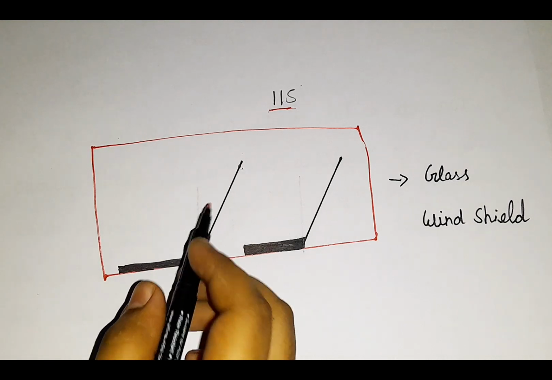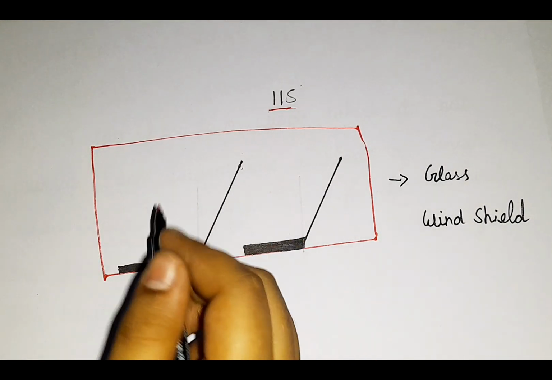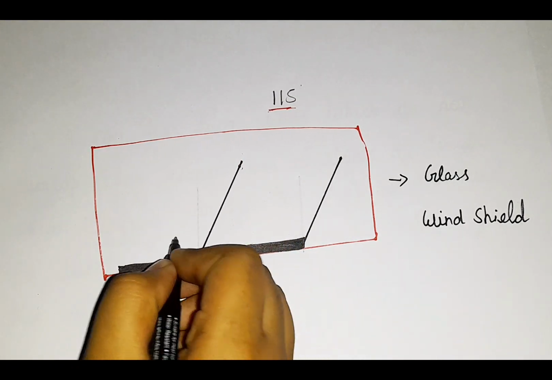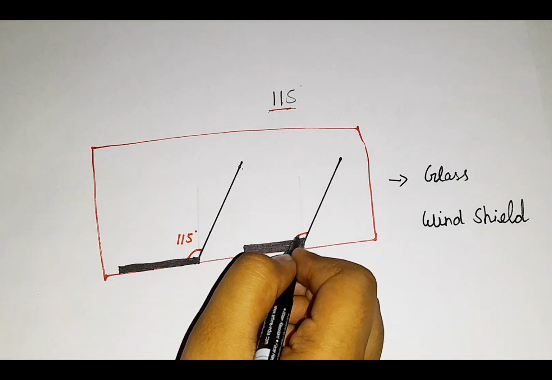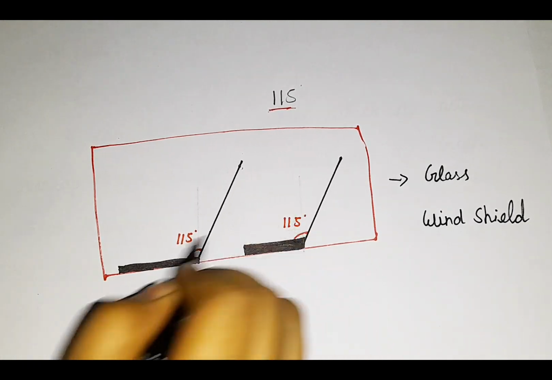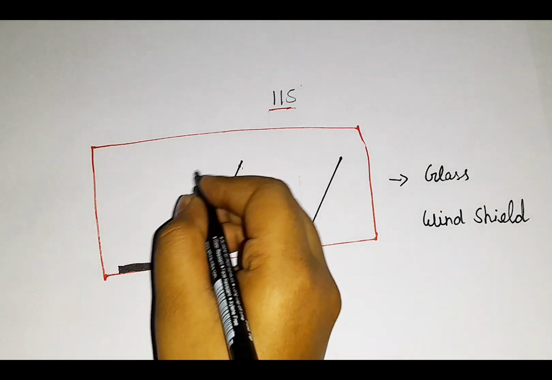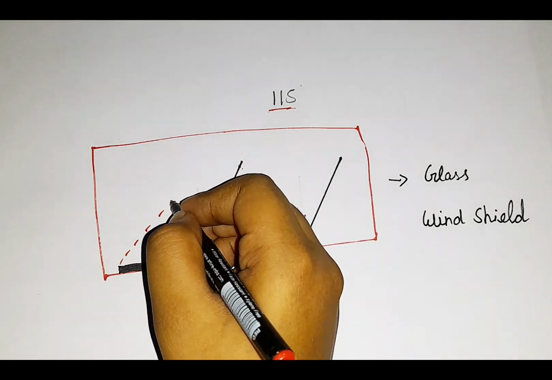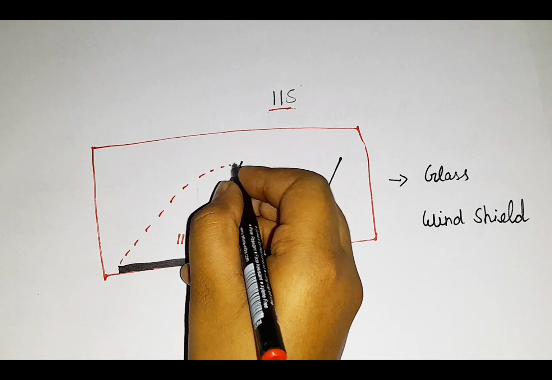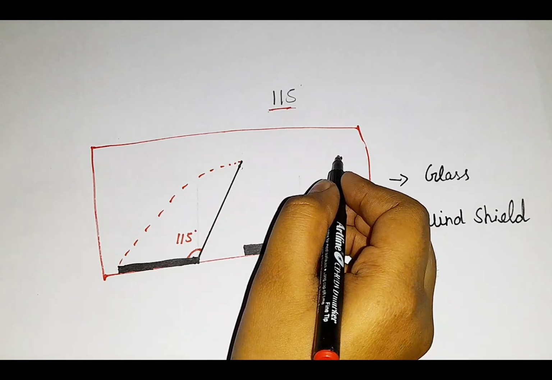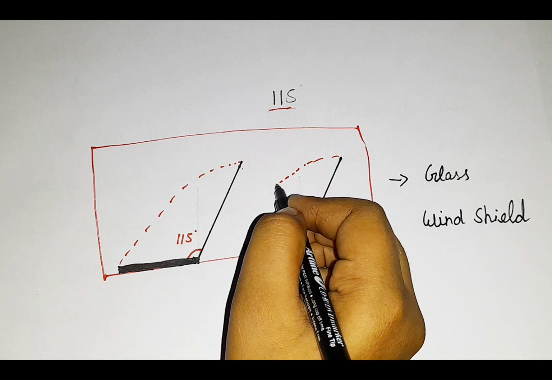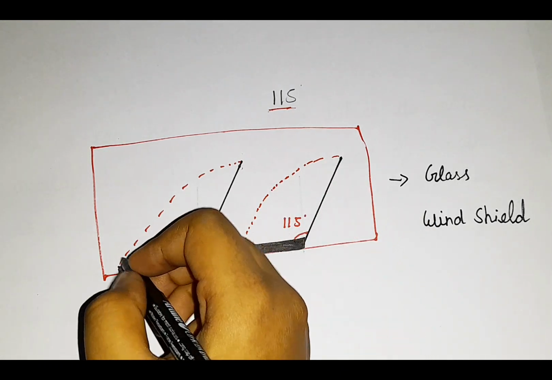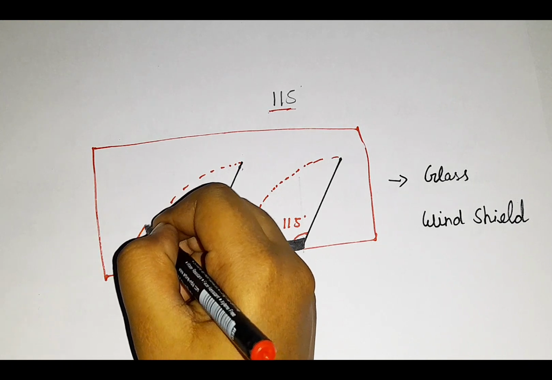Now, since you know this is the wiper, when they form an angle of 115 degrees, here also they form an angle of 115 degrees. So if I join the line with this point, are they forming a sector?